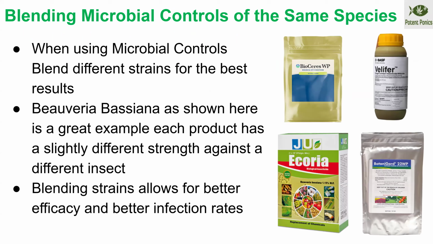So this is something we started to talk about earlier, but blending your strains can increase efficacy. If I combine Velifer with Bioceres with Botanigard, and I mix those and brew them for 6 to 12 hours before application, I'm going to get a much better infection rate. Insects like lace bug or leafhopper, or some of the others that are typically semi-immune to Beauveria bassiana or have a very low efficacy rate against it, suddenly get infected at a much higher rate because you have a hybrid strain. You get that hybrid vigor, and that better infection rate, with the combination of the different Beauveria bassiana strains.